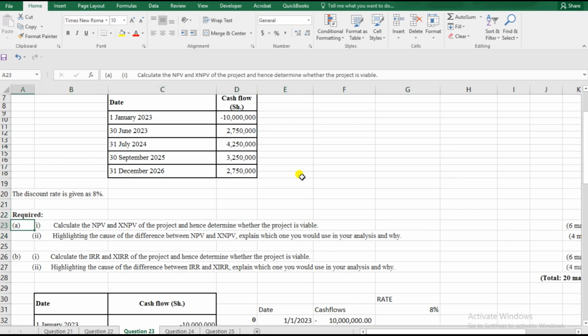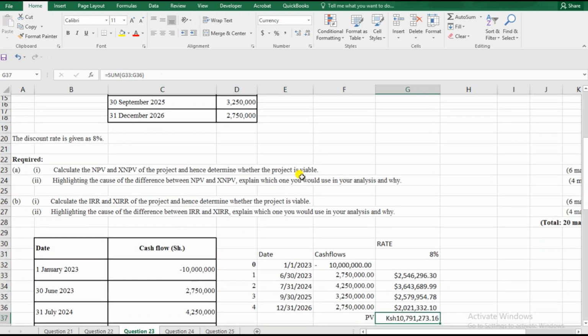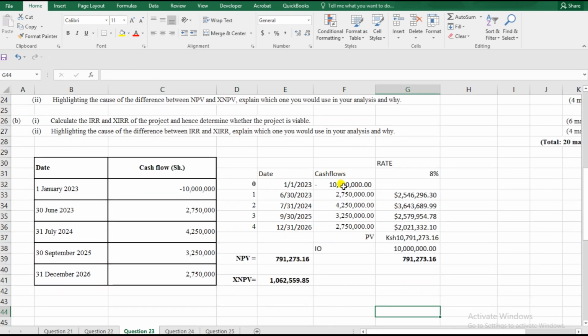So basically, we are asked to calculate the NPV and XNPV of the project and hence determine whether the project is viable. So at this point, the question is: is this project viable or not? At this point, you can advise and say that the project is viable. Why are we saying that this project is viable? The project is viable because we have a positive NPV and XNPV.